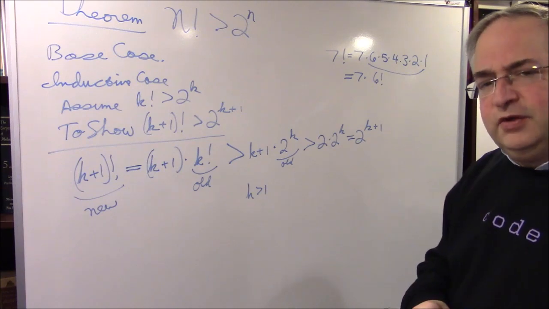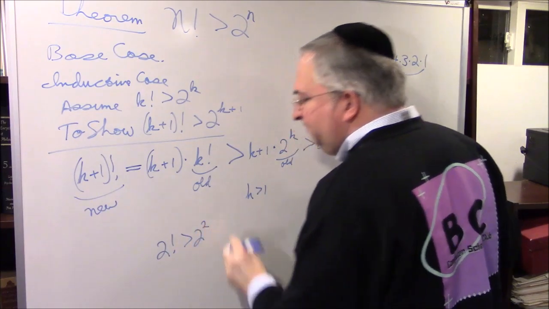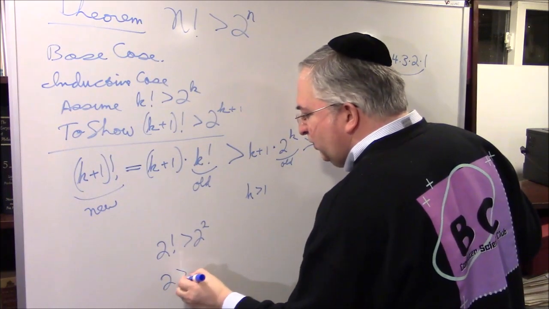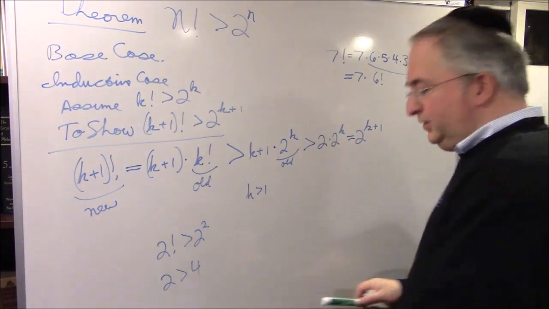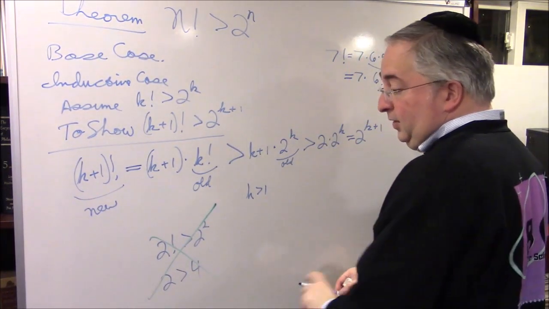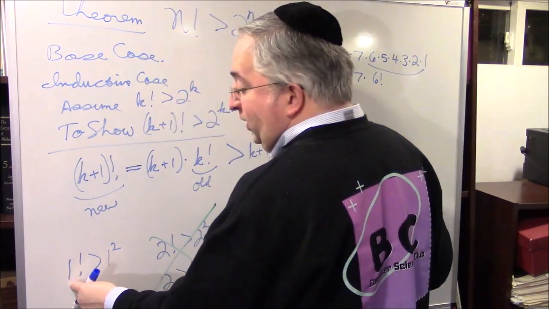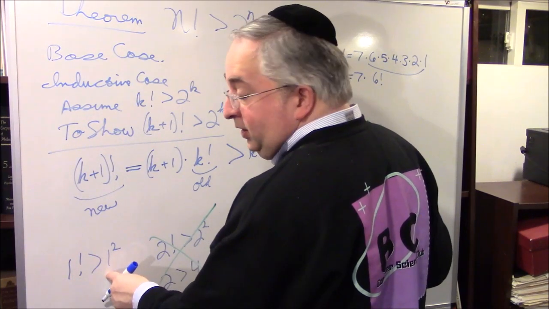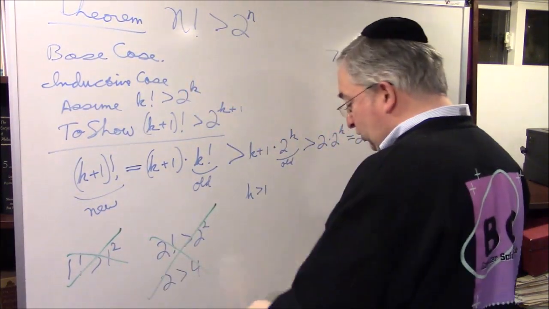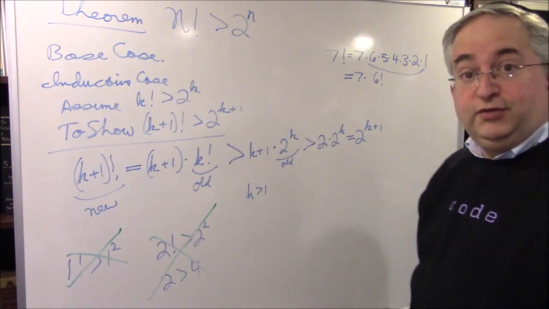Now, let's just test it for a second. 2 factorial is greater than 2 squared. Let's see if that's true. 2 factorial is 2. Is 2 greater than 4? Buzz. That's not true. By the way, how about 1 factorial? 1 factorial is 1. Is that greater than 1 squared? 1 squared is 1. No, that's not true either. So we proved the theorem, but it's not true for 1 and it's not true for 2.